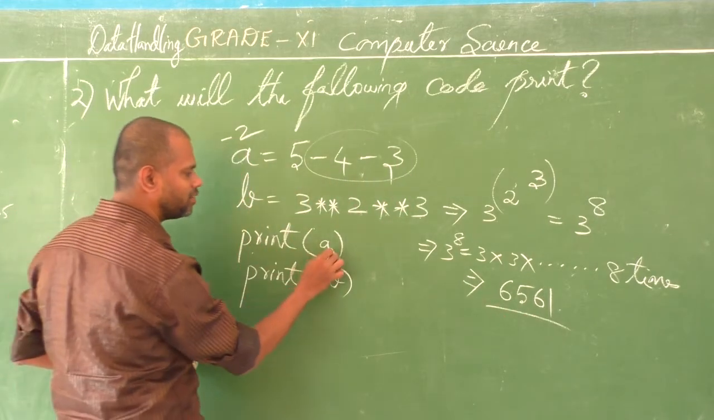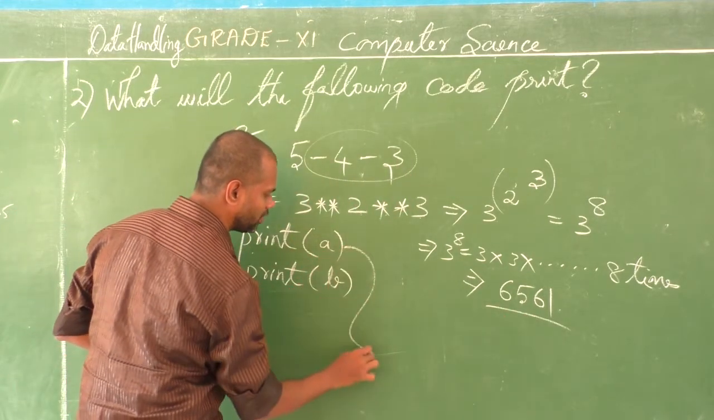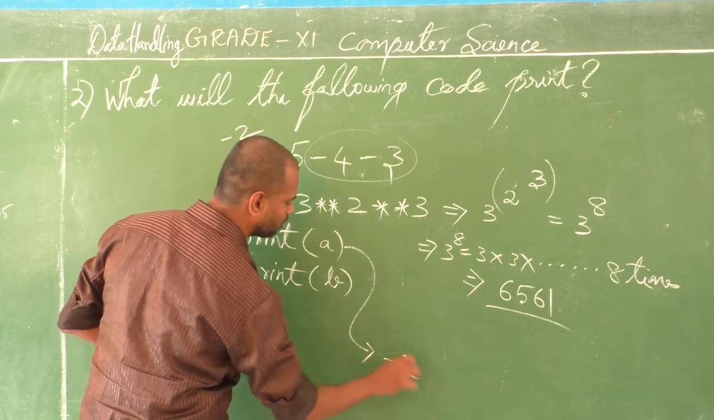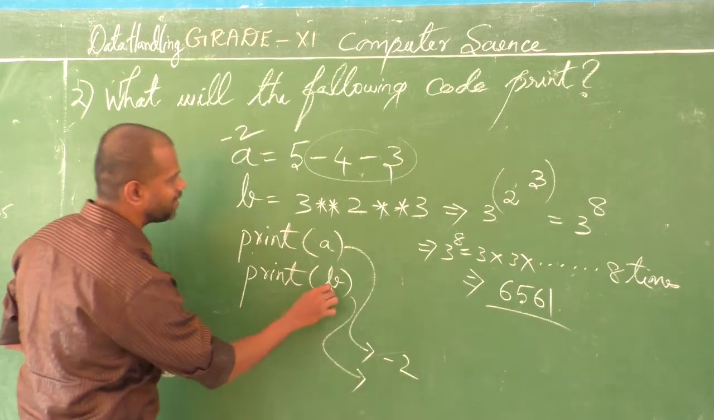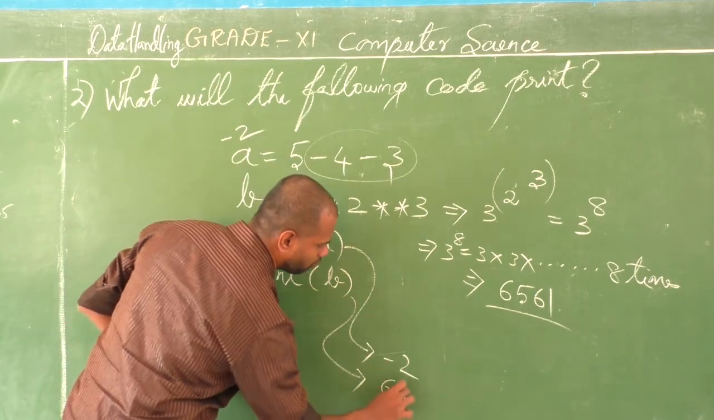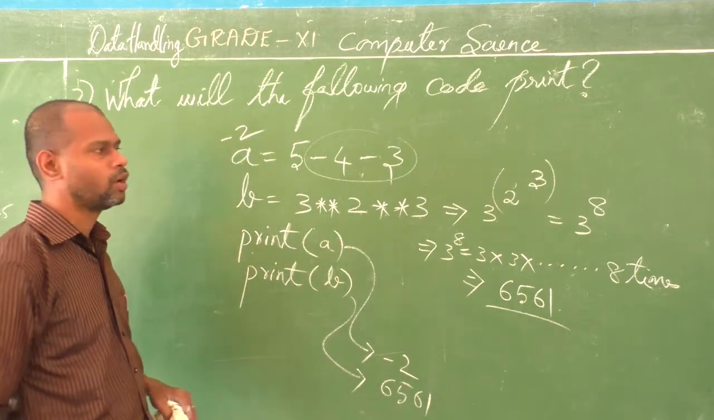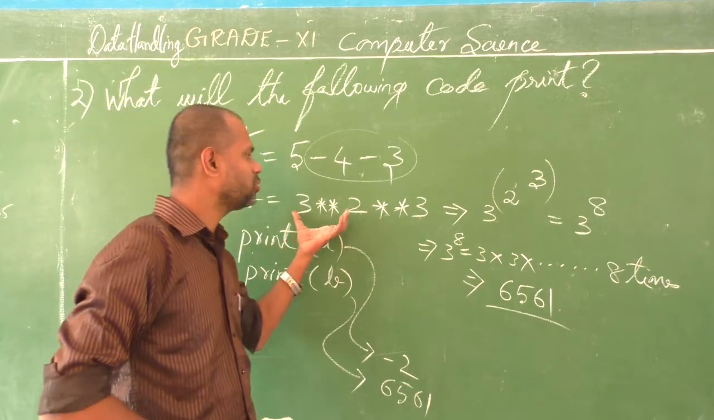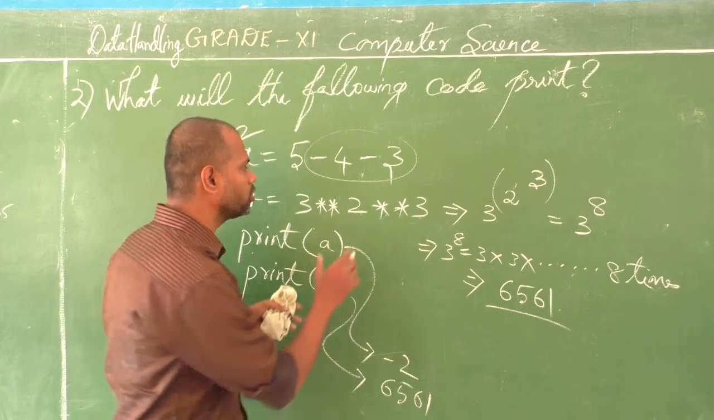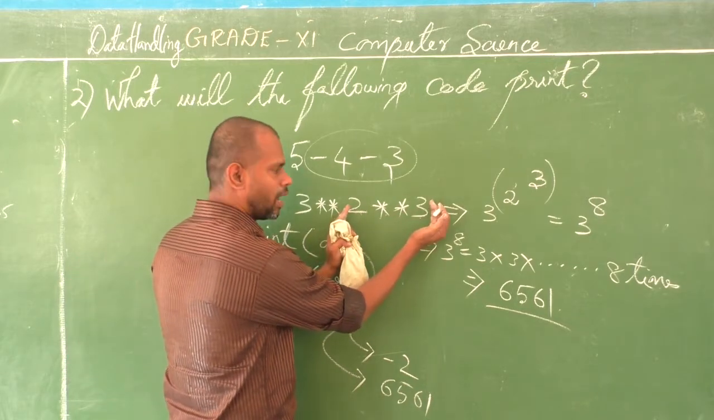So print A, what is the answer? Because of this A, the answer is minus 2. And because of this B, the answer is 6561. Got it? Okay, you see, in this power, first always do the last 2 and then come to this one.